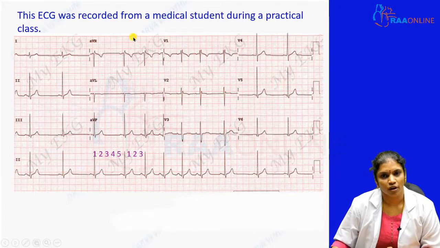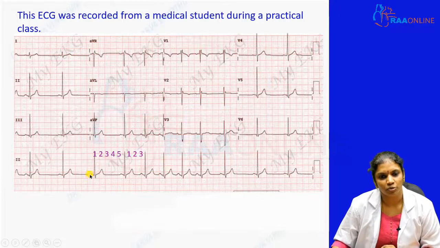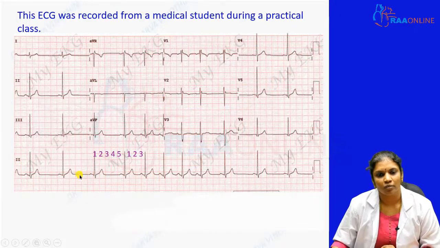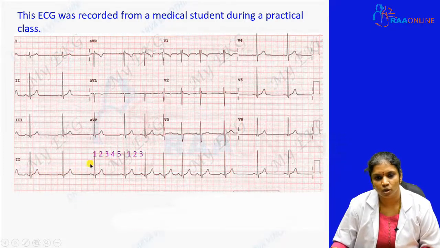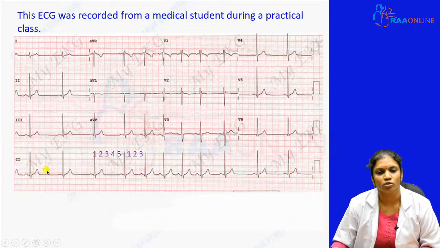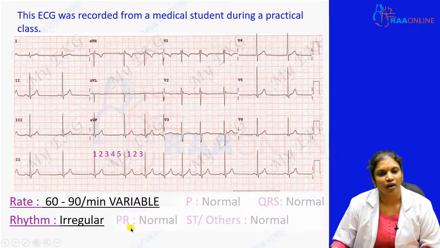So this ECG was recorded from a medical student during a practical class. So we can see here that each P wave is being followed by the QRS complex, but regarding the rhythm, we can see that the rhythm is irregular, but we can see some amount of regularity in this irregularity also. So here the QRS complexes are widely placed, here they are narrowly placed, and again they become widely placed. So this is a regularly irregular rhythm. So the rate is going to be 300 divided by 5 and 300 divided by 3. So the rate is going to be around 60 to 90 per minute. It's variable and the rhythm is irregular.